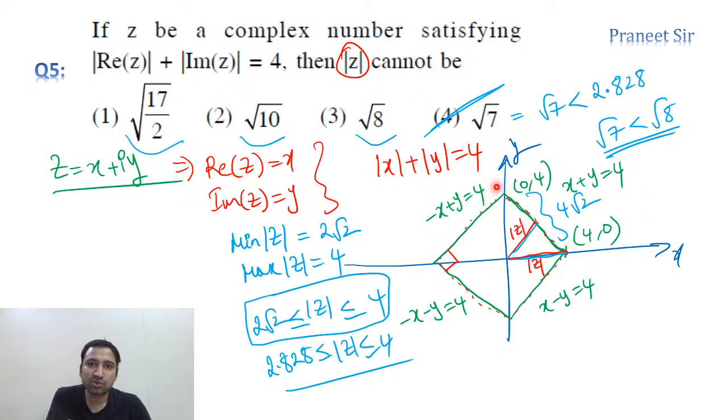square. So what is the meaning of mod z? Mod z is nothing but the distance from a point to the origin. So this mod z can be anywhere in the range between 2 root 2 to 4.